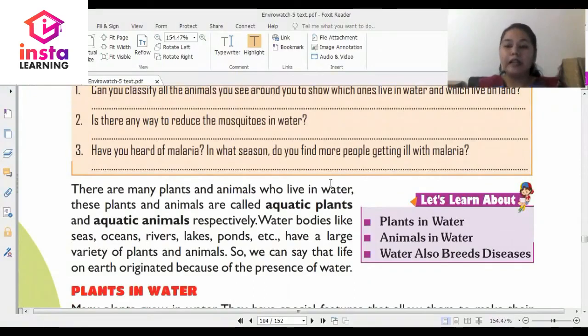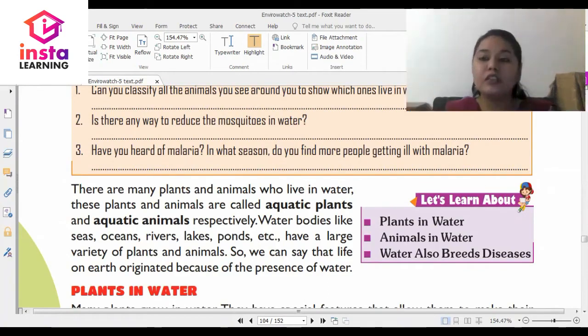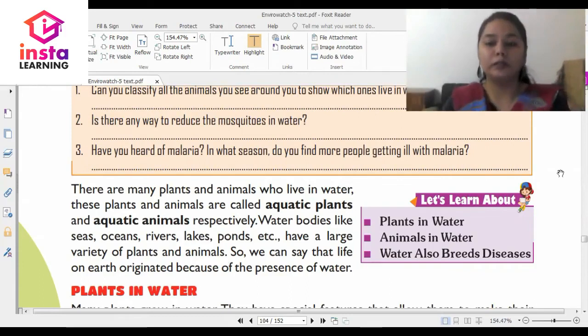There are many plants and animals who live in water. These plants and animals are called aquatic plants and aquatic animals respectively. Water bodies like seas, oceans, rivers, lakes, ponds, etc. have a large variety of plants and animals too. So we can say that life on earth originated because of the presence of water. All right. So we have basically learned the definition of aquatic plants, that is the plants which are there in water, and aquatic animals, the animals that stay in water.